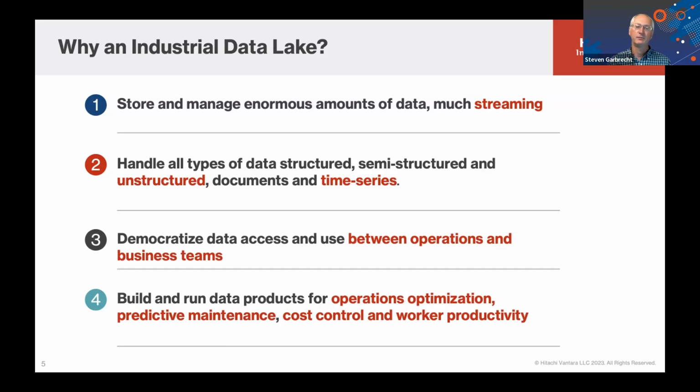Second is the type of the data. So certainly there's a lot of relational data in general data lakes. There's a lot of documents and things like that, semi-structured like emails. But there's also a lot of unstructured and time series data that comes in with industrial data lakes. And this needs to be accommodated also as part of that.